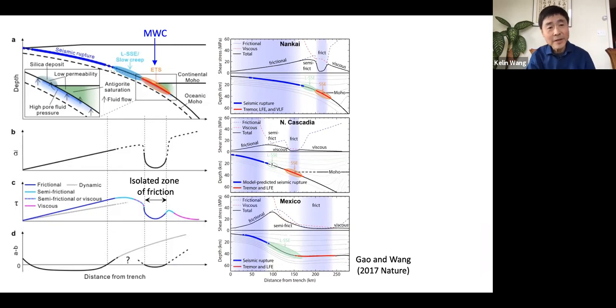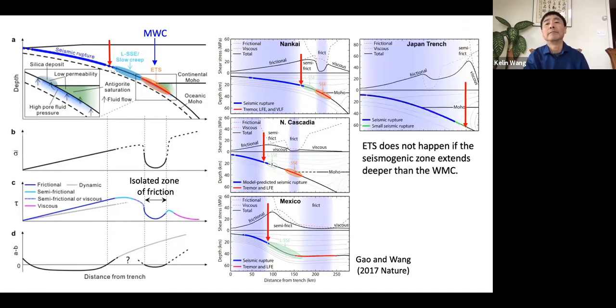But another condition for this to happen is that the seismogenic zone has to terminate before reaching the mantle wedge corner. That condition is met in all three of our warm slab subduction zones here. For colder slab subduction zones, the megathrust seismogenic zone goes beyond the mantle wedge corner, and ETS does not happen around the mantle wedge corner. Of course, other types of slow slip events, tremor and VLFEs will occur in other parts of the system.